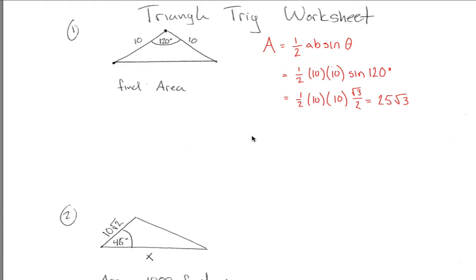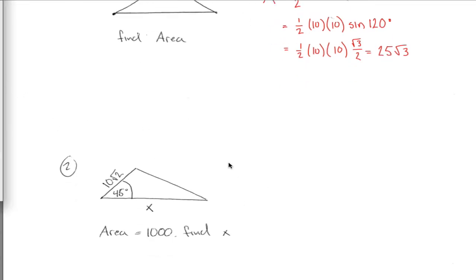Lots of other ways you could do it. You could create a right triangle by dropping a height here and figuring that we have 60 degree angles up top since this is an isosceles triangle. So you could do it that way too, but you don't need to if you know this formula. That's the easiest way. One way or another, you should get 25 √3. I think that's enough on that one.